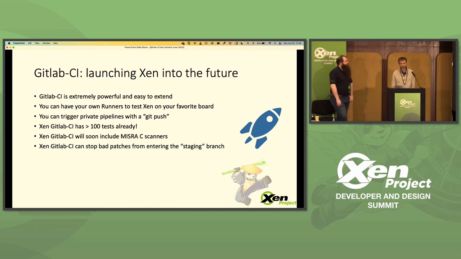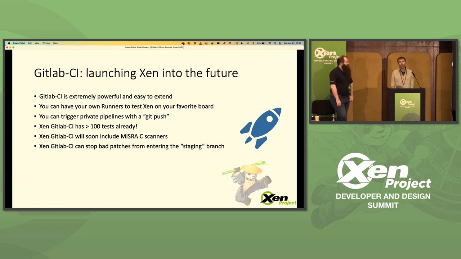But I want to say that GitLab CI is extremely powerful and easy to extend. Way, way more than OSSTest or anything we had before. It's extremely easy to have your own hardware runner. So if you have a spare board on your desk, you can set up your hardware runner, hook it up to GitLab CI in Xen upstream, and make sure Xen does not break on that board.